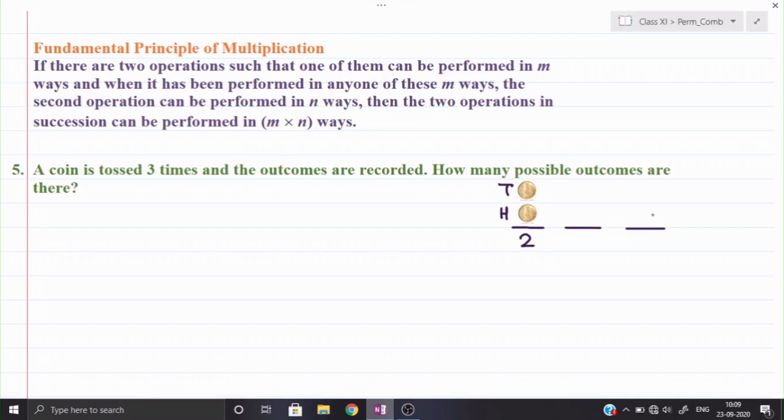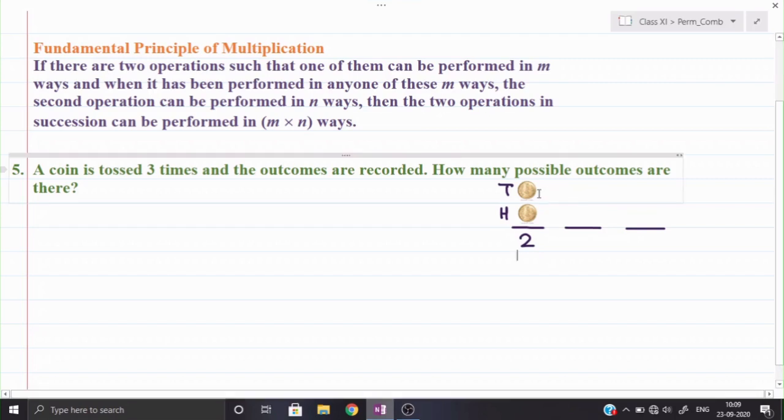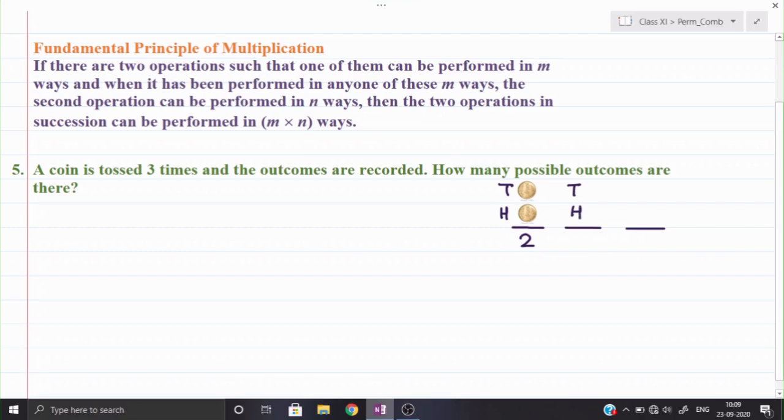So as I told you, on the first place, what can come? Tail or head can come. So there are 2 possibilities on the first place. Similarly, there are again 2 possibilities on the second place also, because on the second place also either tail or head can come. This image is not coming, so we can leave it, and here also tail and head are coming. So this can be arranged in 2 ways and this can be arranged in 2 ways.